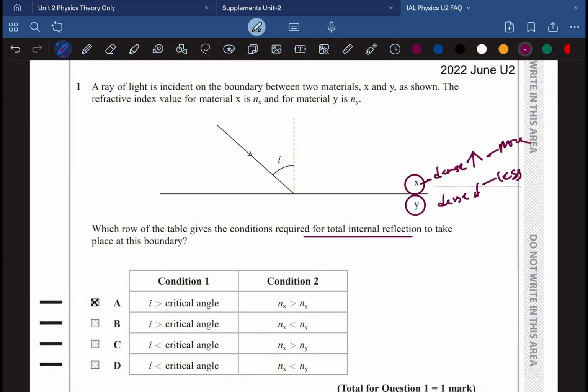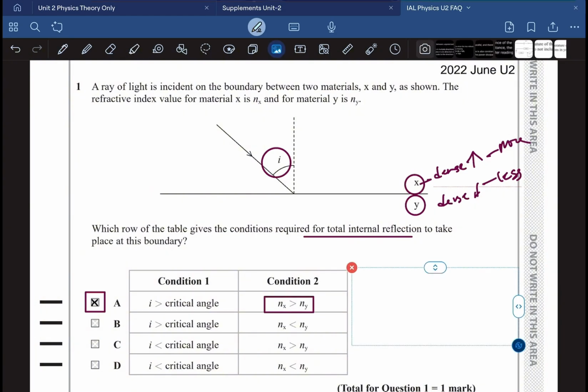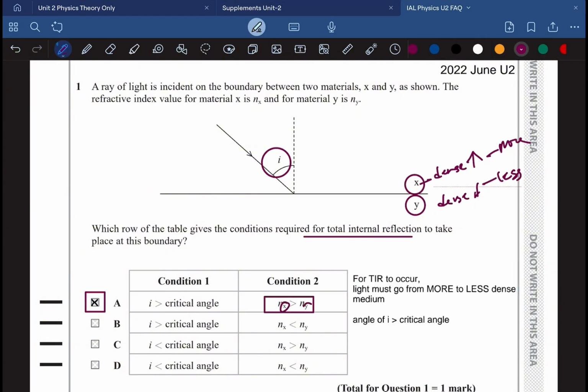And the second criterion is the angle of incidence should be greater than the critical angle. That's why our answer A is correct, because it shows that the density of X is greater than Y, and also the angle of incidence is greater than the critical angle. This is the main information that you guys will have to be familiar with.